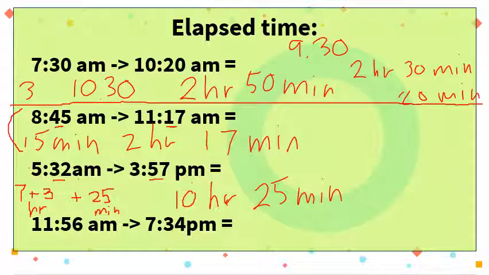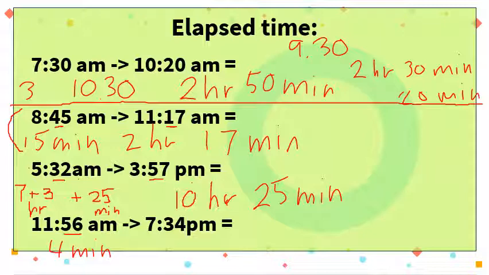And the last one here. Now, this one, the 11:56, is very close to the hour. So I'm actually going to round it up to the hour. So I'm going to add 4 minutes, which will get me to midday or 12 p.m. I'm going to put 4 minutes here.